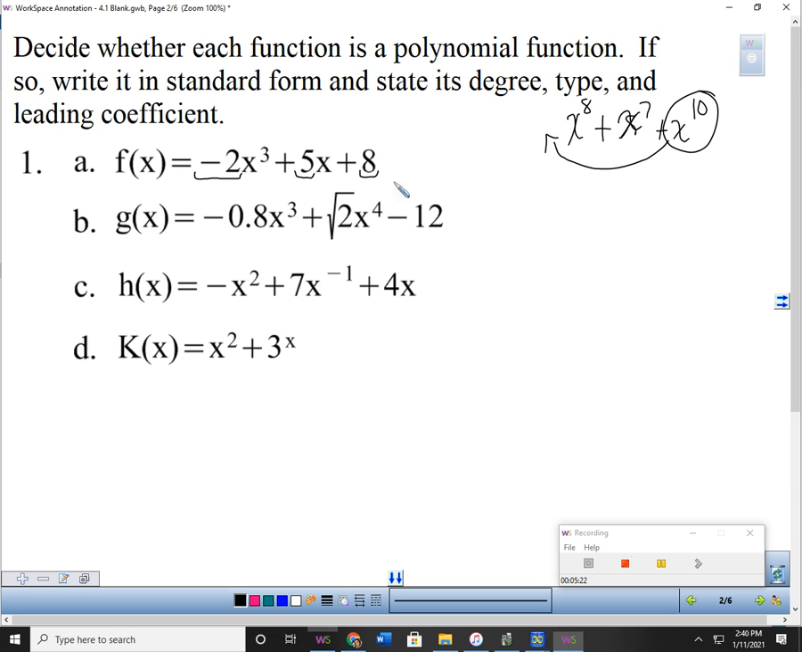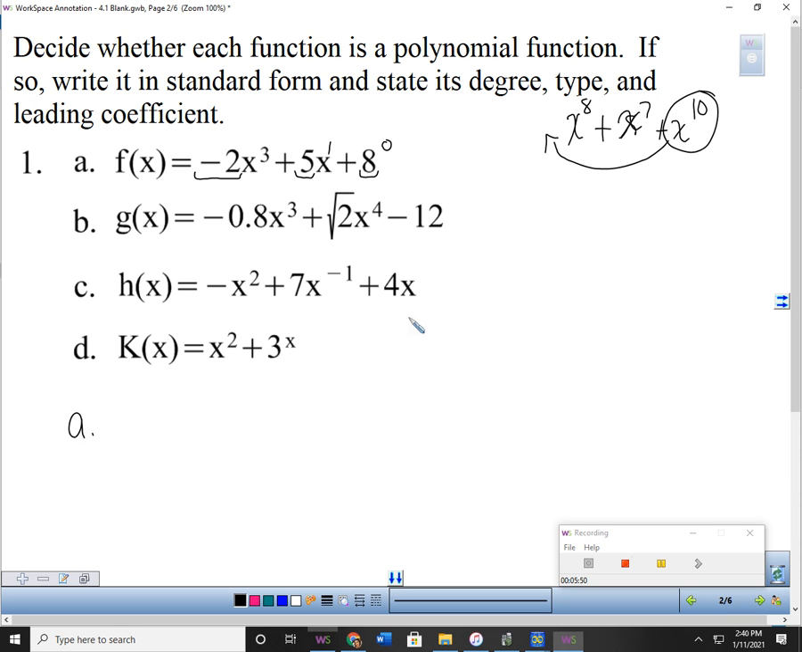Yes. Then I'm going to look at my degrees. I have a degree of 3, a degree of 1, and a degree of 0. Are all of those whole numbers? Yes. So this is a polynomial function. And then I'm going to check to make sure I'm in standard form. So do my degrees go down from biggest to smallest? Yes. So now I'm going to name it.